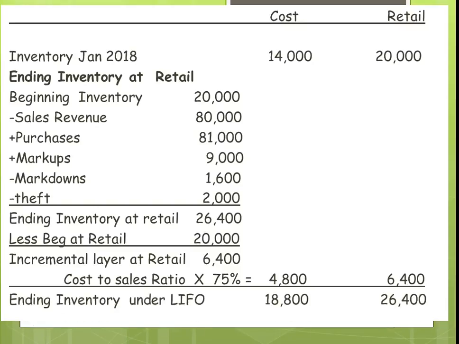So our ending inventory under LIFO is going to be 18,800 at cost at year end using the LIFO retail method. So that is the end of this presentation, or part 2 of chapter 9. Thank you.